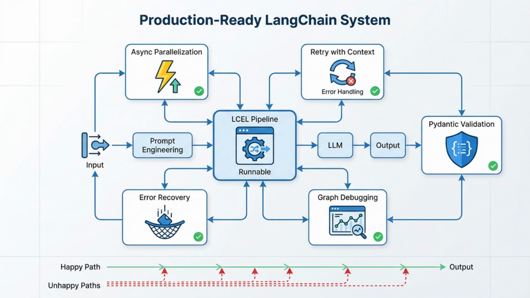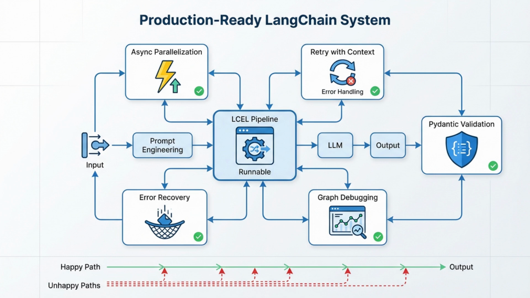This is what a production-ready LangChain system actually looks like. Center stage, your core pipeline. Input flows through prompt engineering into the LCL pipeline we talked about, through the LLM, and out to your user. That's your happy path. But notice what surrounds it. 5 protective layers: async parallelization, retry with context, Pydantic validation, graph debugging, and error recovery.